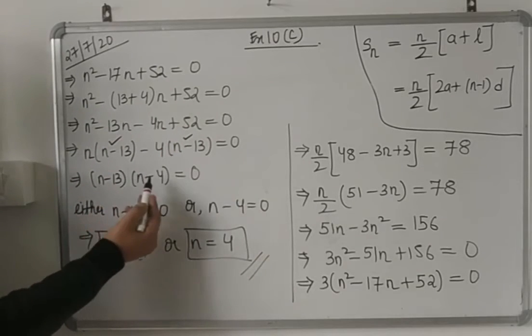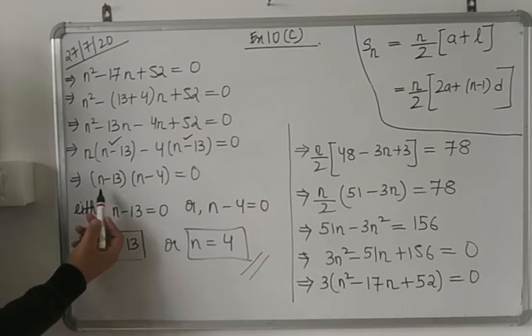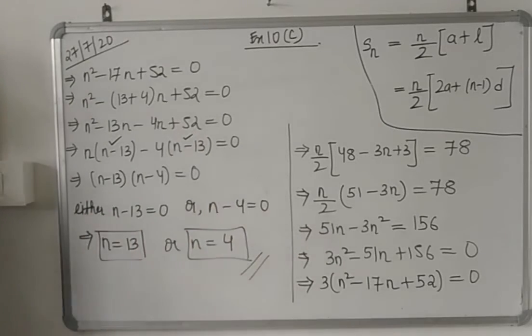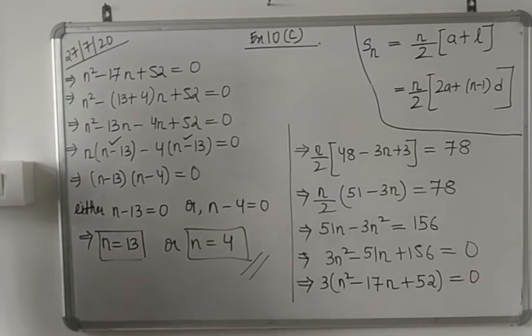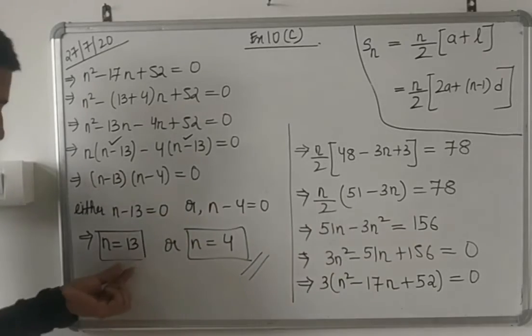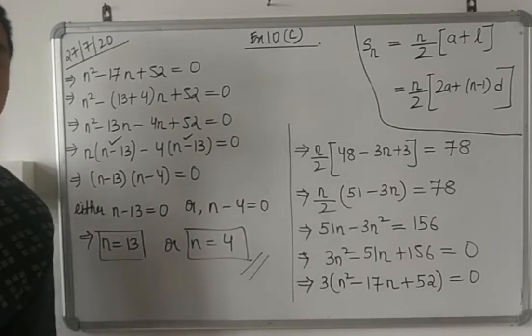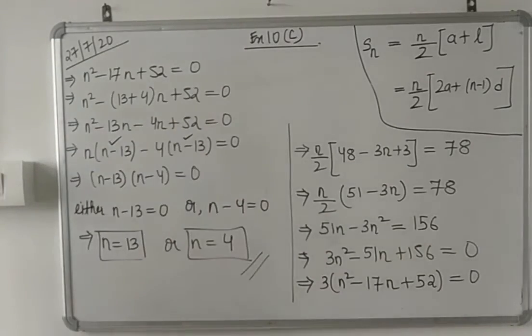So n minus 13 into n minus 4, therefore either n equals 13 or n equals 4. So either n equals 13, the number of terms has to be 13, or the number of terms has to be 4. Okay, please copy it, pause the video and understand it properly.